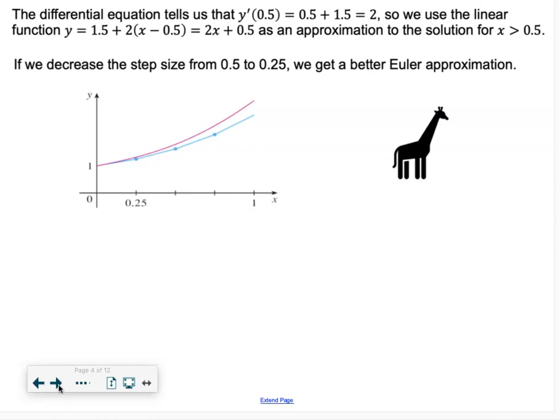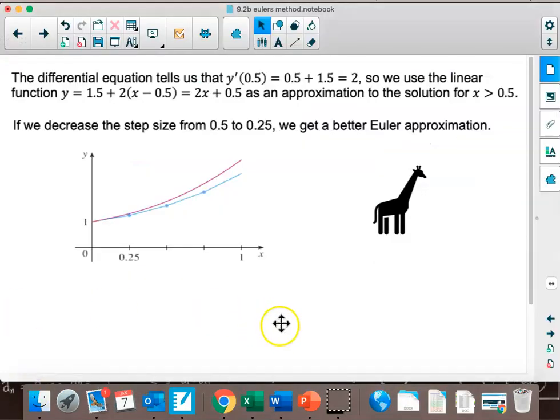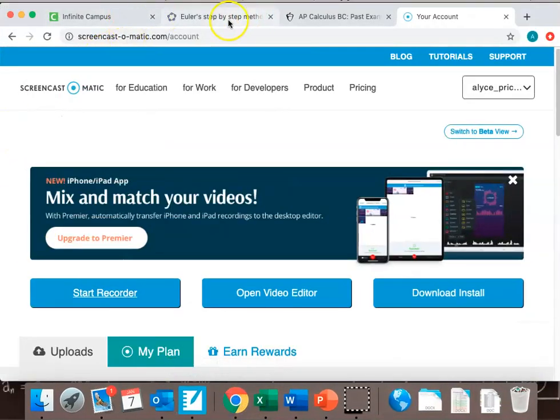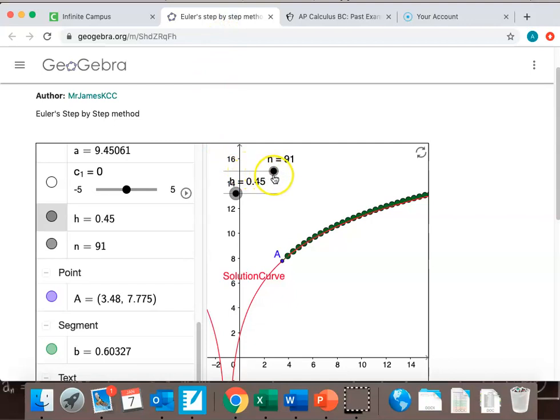So, and a giraffe. Now, the giraffe is there because in my PowerPoint, the giraffe is a hyperlink to a visual. So, okay.